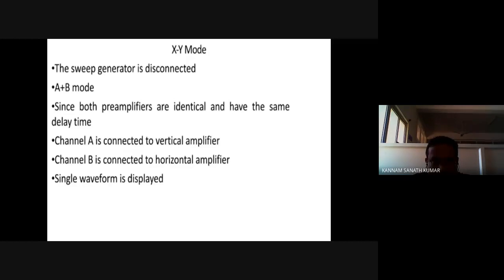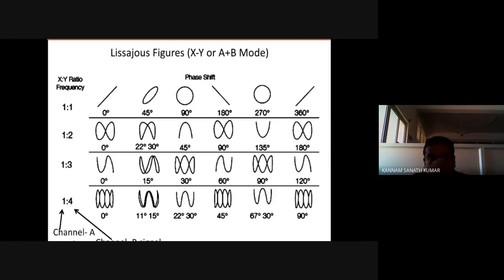Channel A is connected to the vertical amplifier and channel B is connected to the horizontal amplifier. That is the A plus B mode, so with the A plus B mode in XY mode, we can display a single waveform. If you see the Lissajous figures, this is the phase shift and XY ratio.